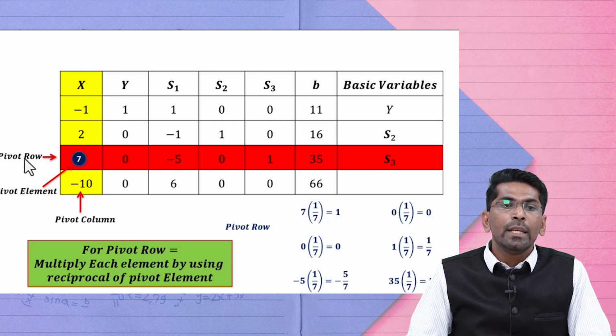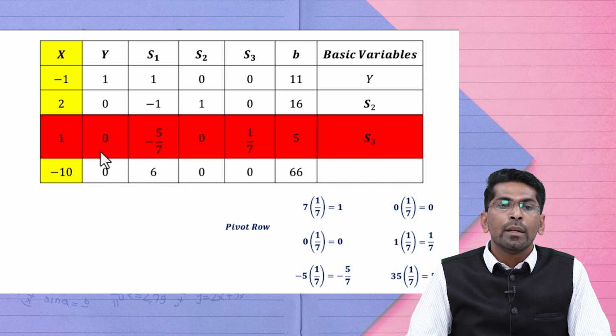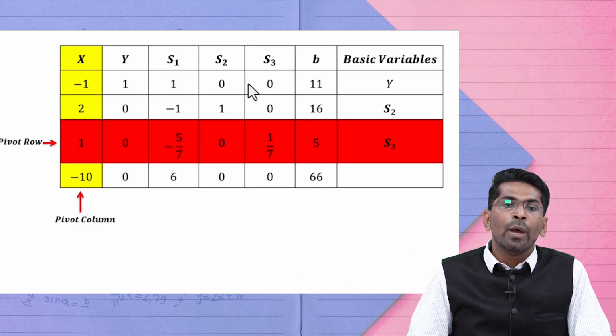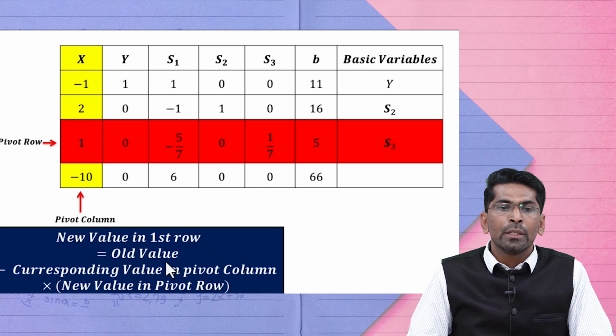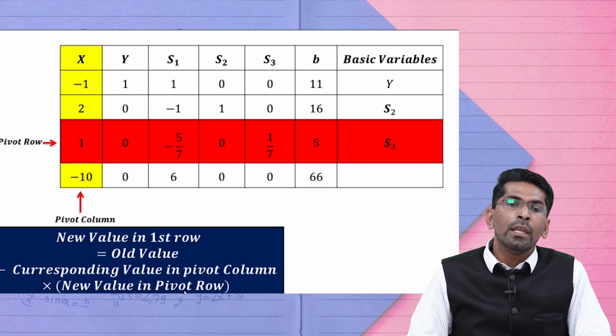We are going to replace this pivot row by using the new calculated elements. So now I am going to replace all these values with this. So it will become 1, 0, minus 5 by 7, 0, 1 by 7, 5. Now again we are going to consider the first row and replace these values using the new value. What is the new value? We are going to use the equation: old value minus the corresponding value in the pivot column into the new value in the pivot row.